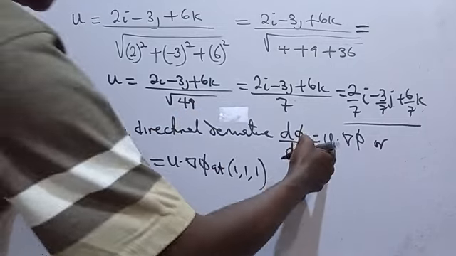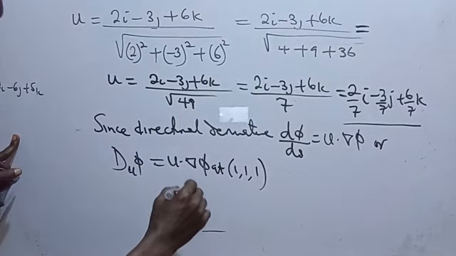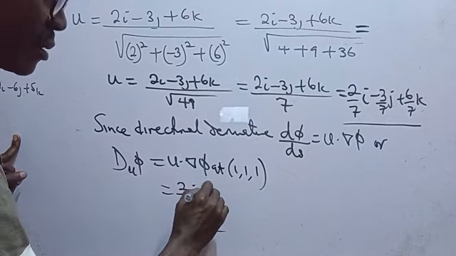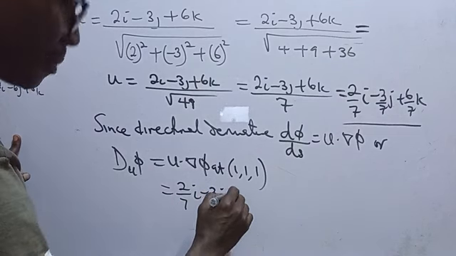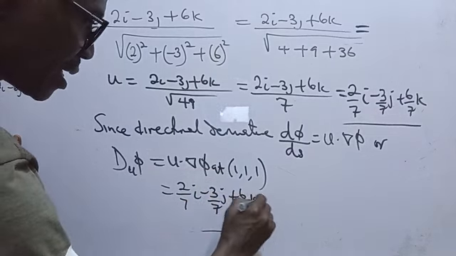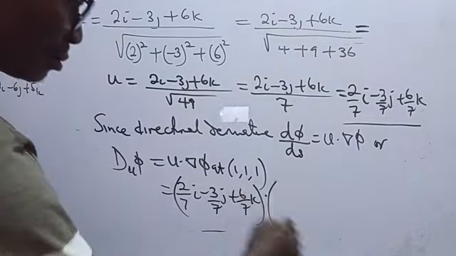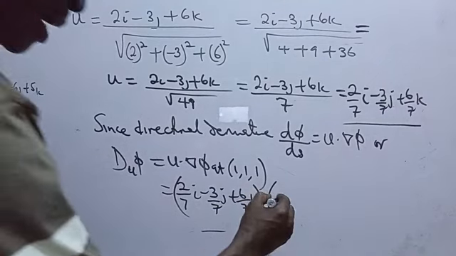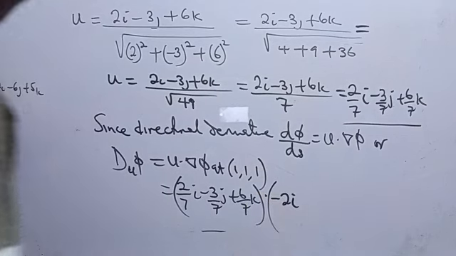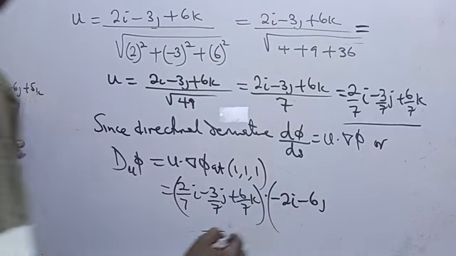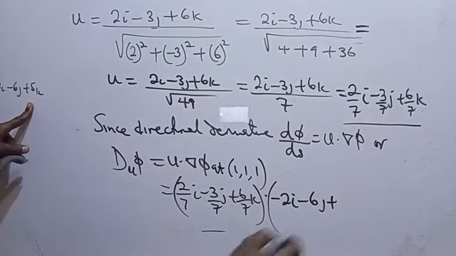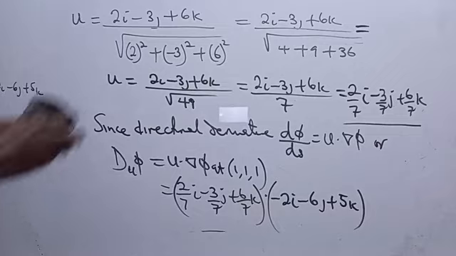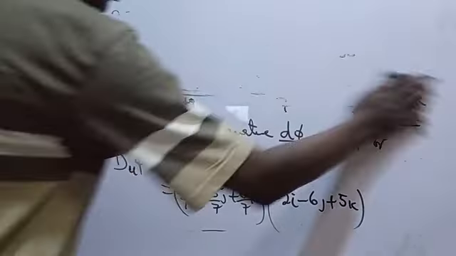Okay, now our u, we have gotten u to what? Which implies 2 over 7i minus 3 over 7j plus 6 over 7k. Now dot, you are multiplying, it's a dot product now. Our grad phi at 1, 1, 1 is minus 2i minus 6j plus, I think it's 5k. Okay. Hope you're following. Good.